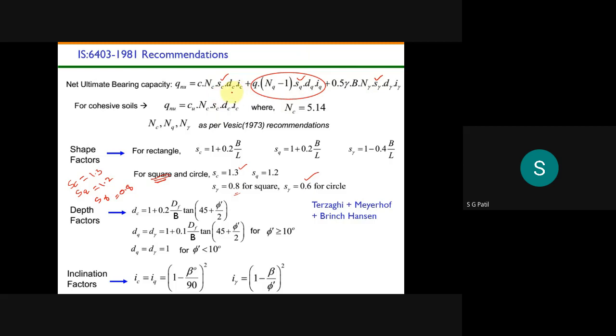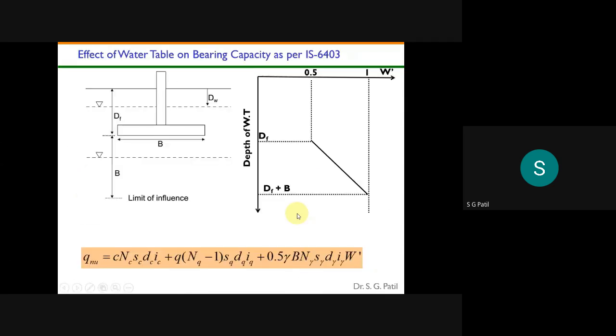Now the depth factors also I will calculate. What are the depth factors here? You see these equations; you have to calculate DC, DQ, and D gamma depending on your phi value. Anyway, the inclination factor will be 1 here. So IC equal to IQ equal to I gamma is equal to 1, because you are applying the load exactly vertical, for that assignment problem I am talking about.